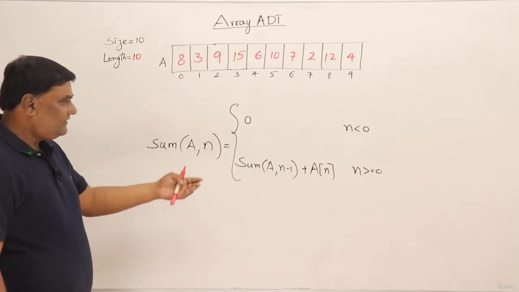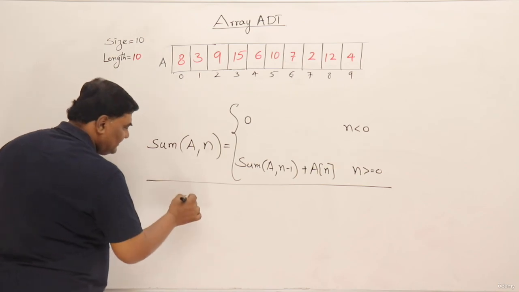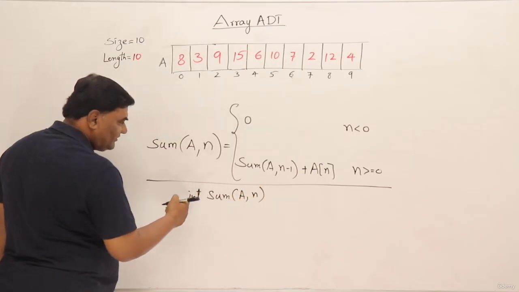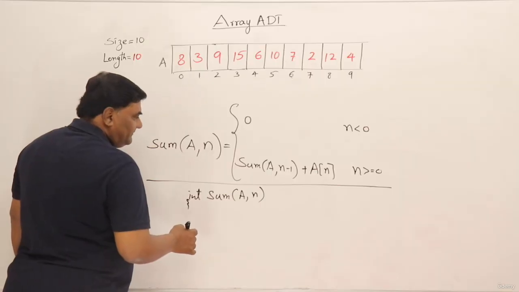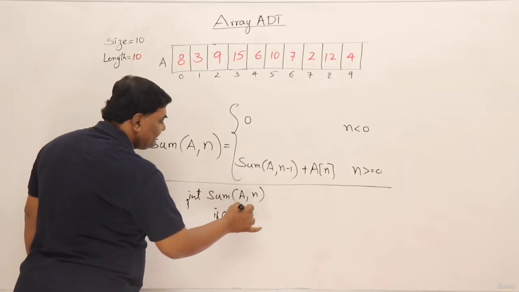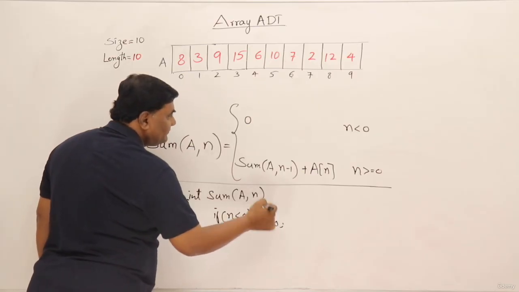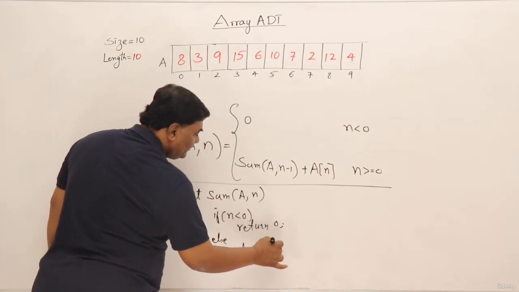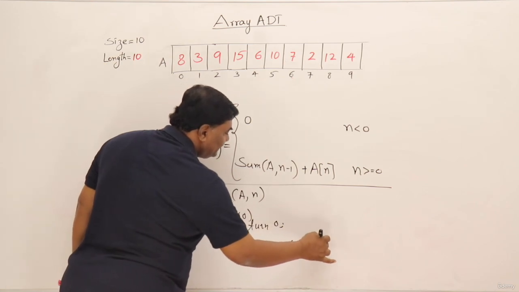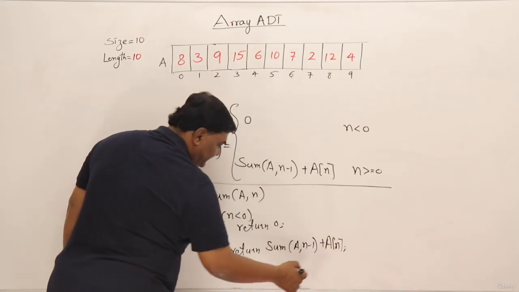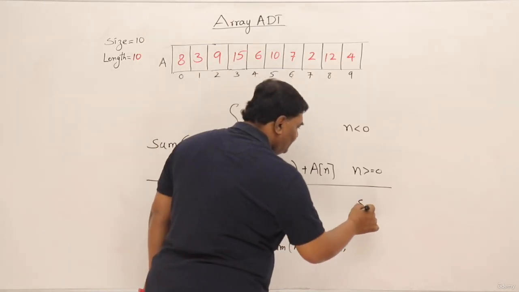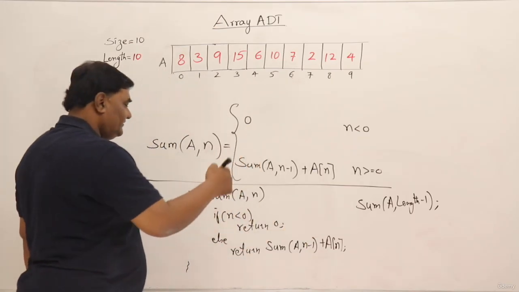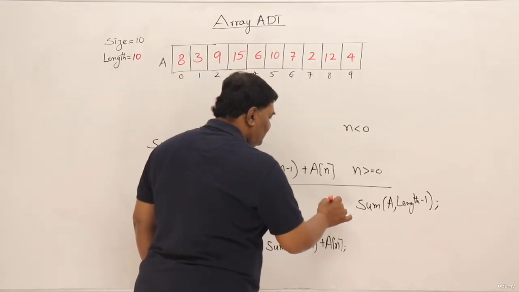For this recursive definition, I will write down a function: int sum(A, n). This is pseudocode. I am not writing a C or C++ function. If n is less than 0, return 0. Else, return sum(A, n minus 1) plus A of n. That's all. This sum function must be called by passing array A and length minus 1, that is the last index of an element, 9. Call should be like this.